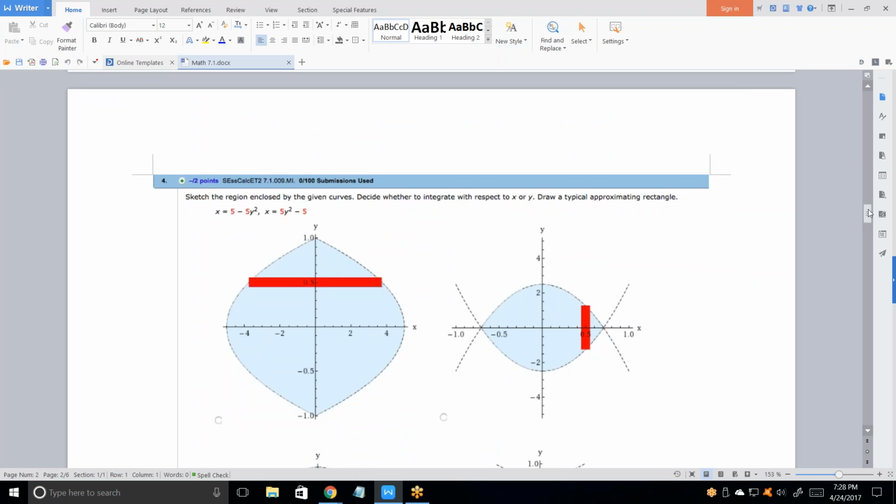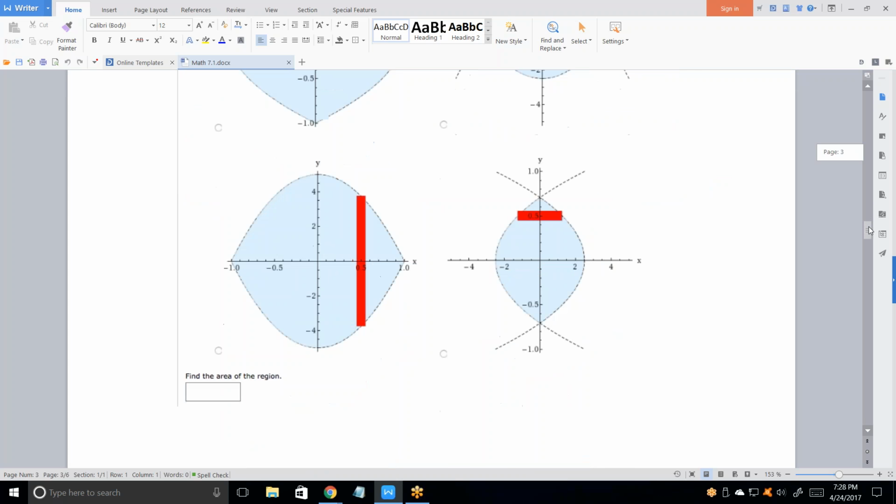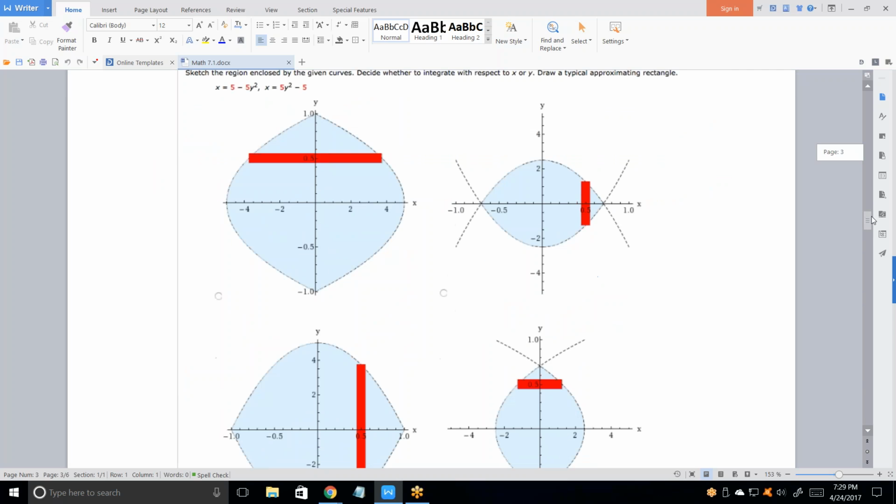Sketch the region enclosed by the given curves. Decide whether to integrate with respect to x or y. Draw a typical approximating rectangle. This is not multiple choice, right? Yeah, it is multiple choice. And then we have to find the region that's enclosed. Okay, so one of these 4 curves is the way we should do it.